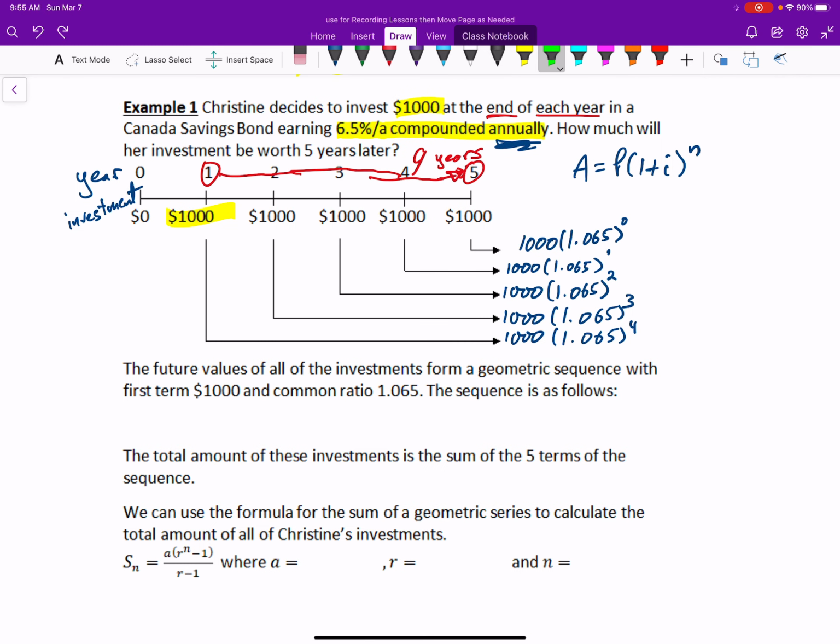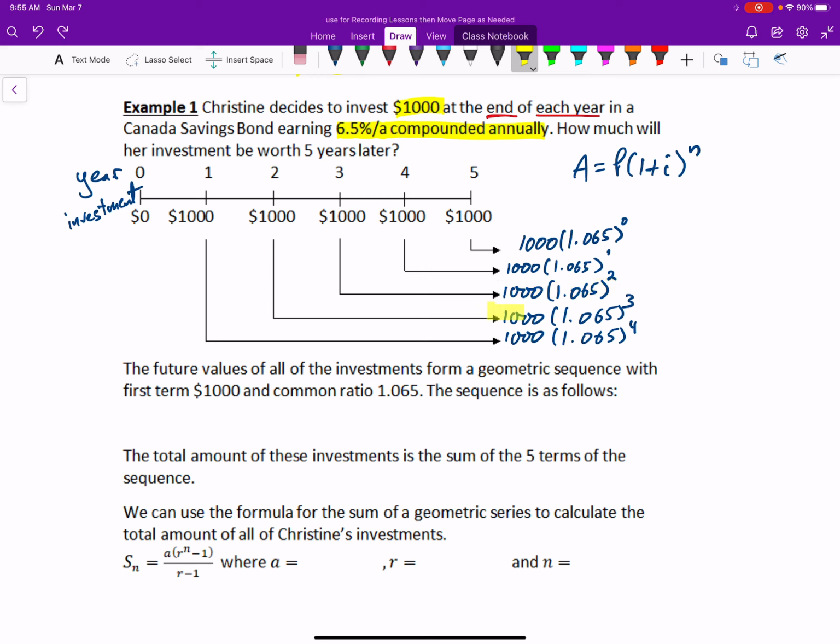So the future value, in other words, if we were to add all this up to find out how much money she has, she'll have different amounts for each one. This $1,000 investment's worth $1,000. This one's worth, I guess, $1,065 because she'll have got $65 interest for that 1 year. This one will be worth $1,140, somewhere around that, a little bit more.